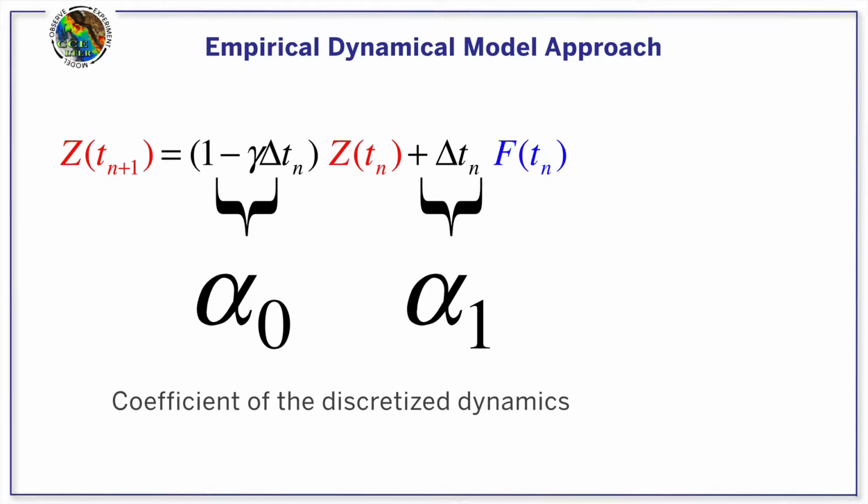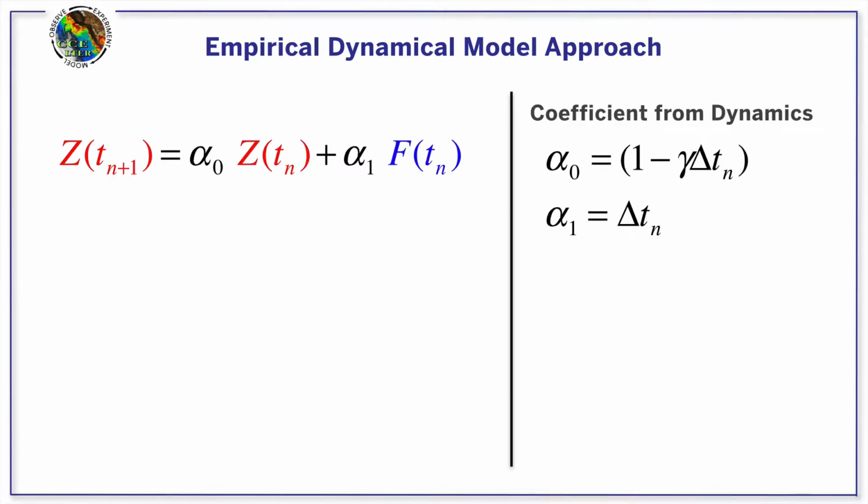And in fact, these are the coefficients of the discretized dynamics. In this particular case, we have two coefficients, alpha 0 and alpha 1. So we can rewrite this equation in terms of just the coefficients here, which are listed here for their values. Now, this is essentially a dynamical model and a dynamical approach. But what if we didn't know what the real dynamics of the system are?